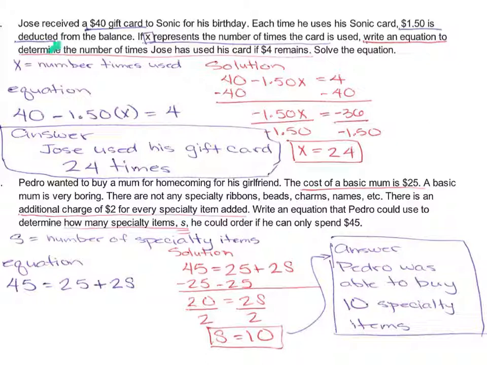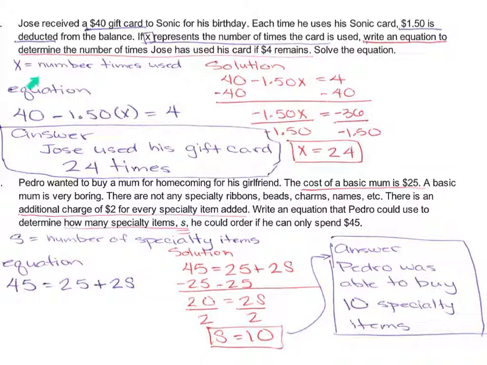We have Jose, who received a $40 gift card to Sonic for his birthday. Each time he uses his Sonic card, $1.50 is deducted from the balance. If X represents the number of times the card is used, write an equation to determine the number of times Jose has used his card if $4 remains.